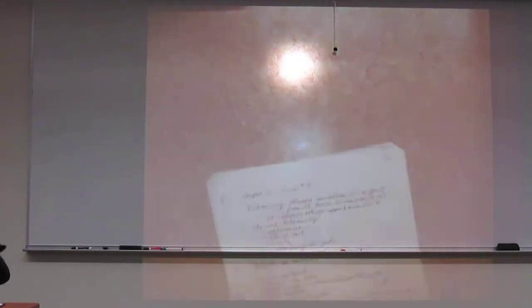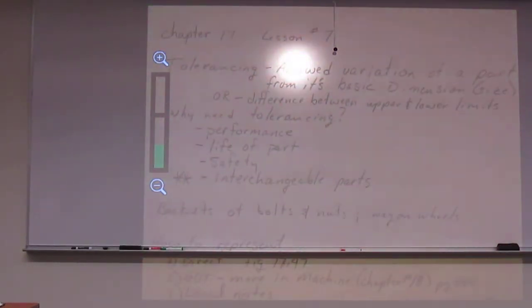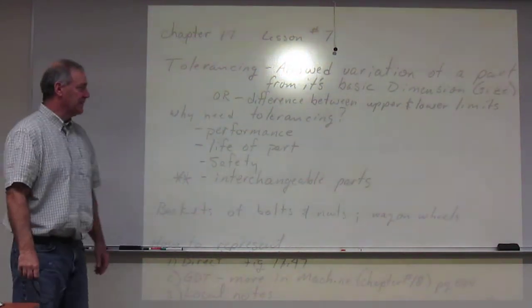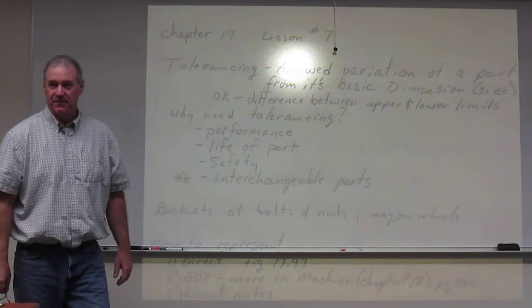Tolerancing, what is it? The author kind of tells you in the first paragraph of section 8.4, and I summarized it here on my notes if you want to know what this is. So tolerancing is an allowed variation of a part from its basic dimension. The allowed variation of a part from its basic dimension.